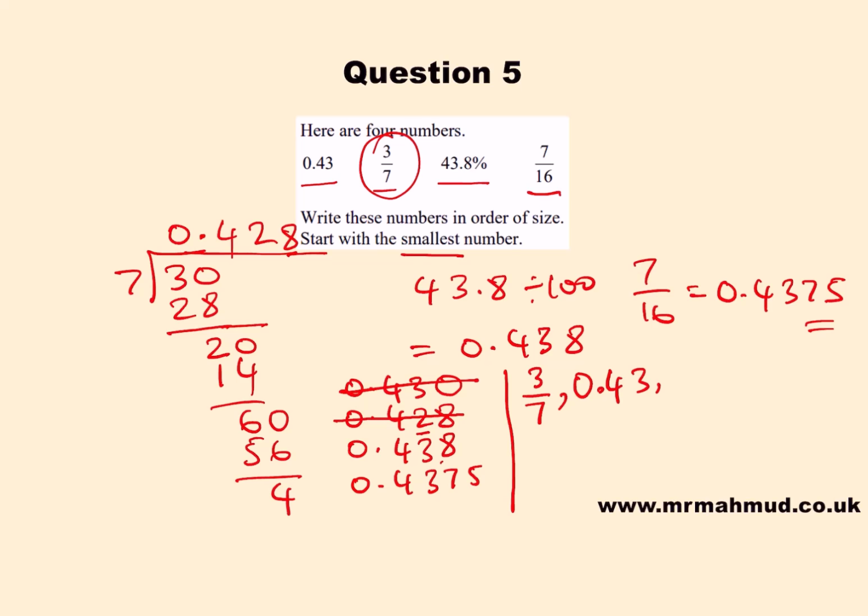And the last two, we have 7 on the thousandths column, which is 7/16. And the final one is 0.438, which is 43.8%. And that's the answer.